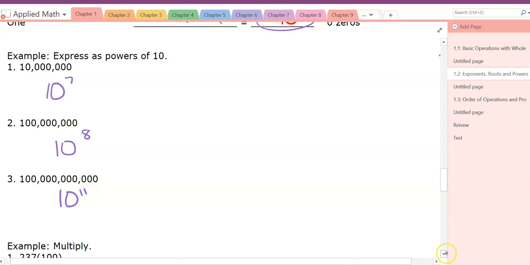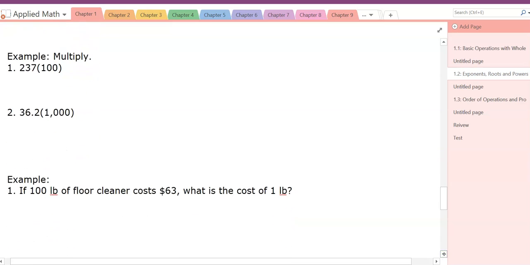Now multiplying with powers of 10, or even dividing, is really easy because all you have to do is think about moving the decimal place to the left or to the right. If you're multiplying by a power of 10, so multiplying by 10, 100, 1,000, and so on, you just count the number of zeros in your power of 10, and you add that number of zeros to your answer. So when I take 237 times 100, think about the decimal sitting on the end of the 7. You move it to the right 2 times, and then you fill in with zeros. So like I said, you add 2 zeros. So your answer here is 23,700.